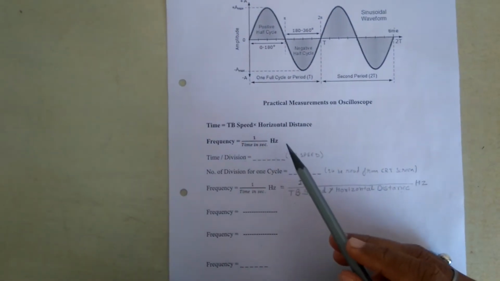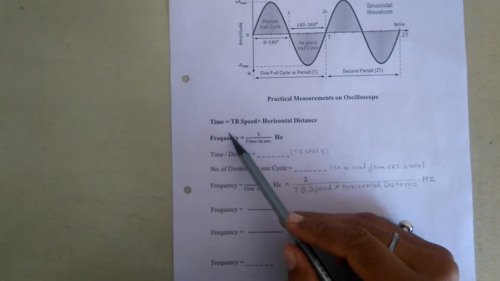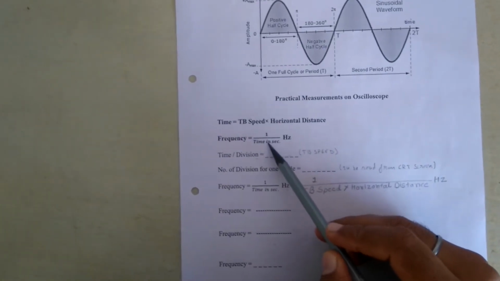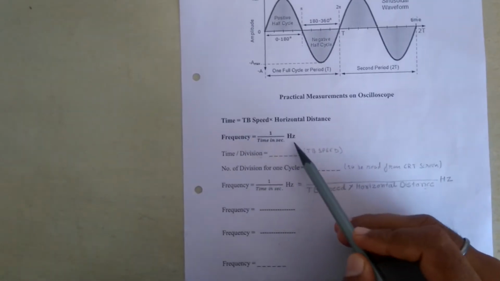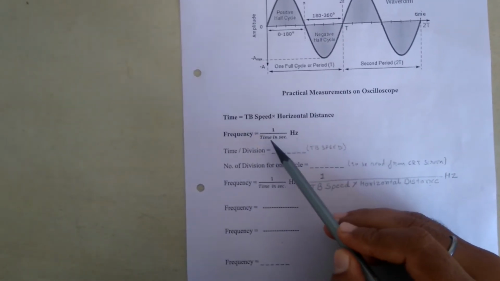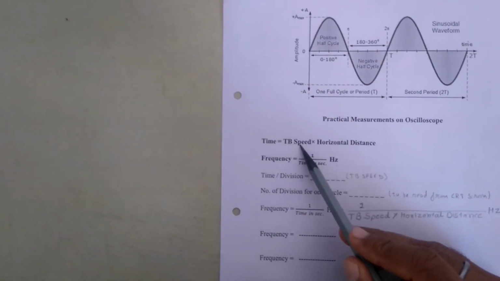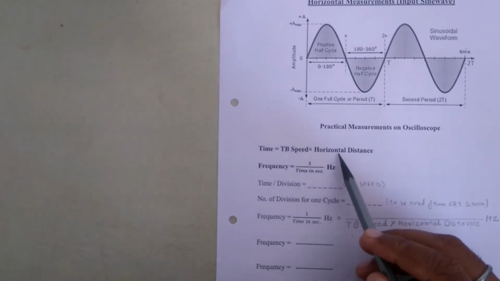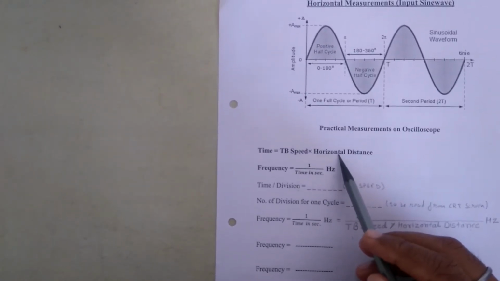Now for finding out the frequency, we have the formula: frequency is equal to 1 upon time in seconds. This will provide the frequency of the sine waveform in hertz. For finding out the time, we have the formula: time is equal to time base speed into horizontal distance. The time base speed can be read directly from the CRO, and we have to find the horizontal distance from the CRO.